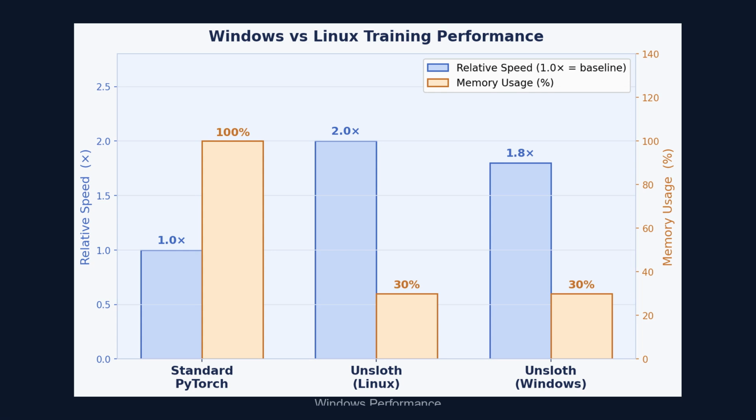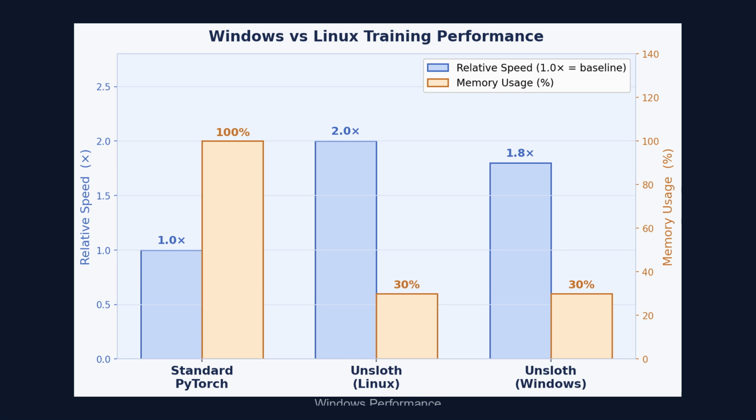Standard PyTorch is the baseline. Unsloth on Linux doubles it. Unsloth on Windows reaches 1.8 times, 90% of the Linux result. Both Unsloth configurations use 30% of the memory that standard PyTorch requires. That memory saving is the more important number for most workflows.